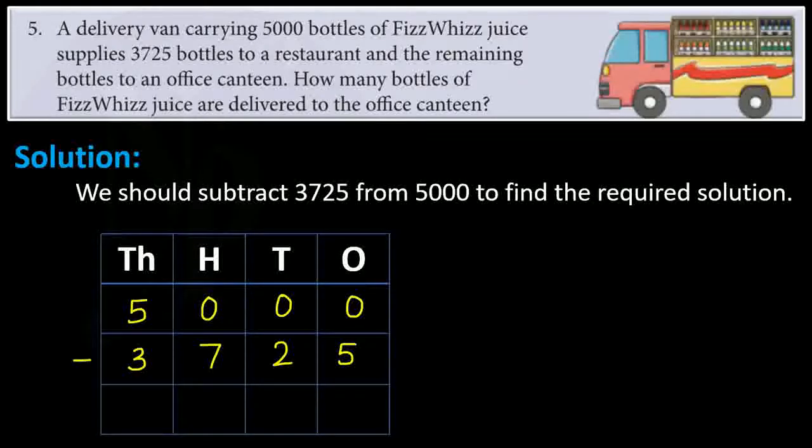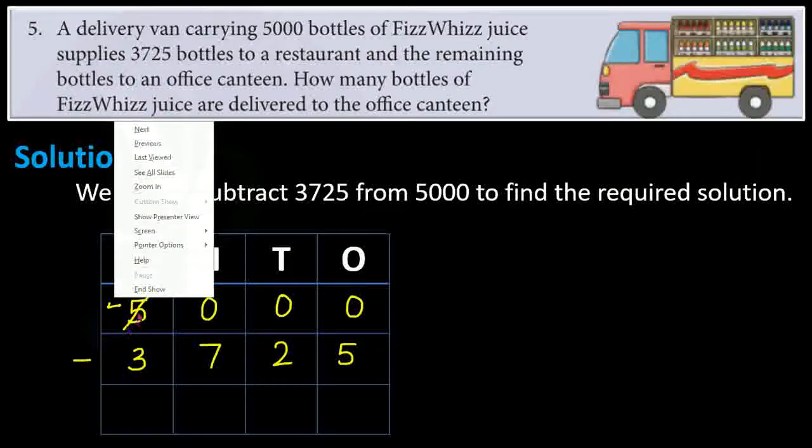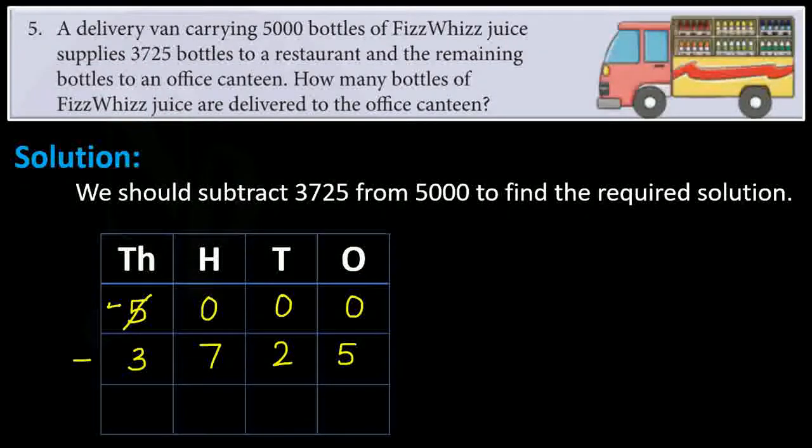Let us subtract now. Subtracting 5 from 0 is not possible. We need to borrow, or regroup these digits. In the tens place we also have 0. Moving forward to the hundreds place, again we have 0 here. So we have to move to the thousands place. Here we have 5000s. For regrouping, we will make this 4000s, and this will now become 10 hundreds.